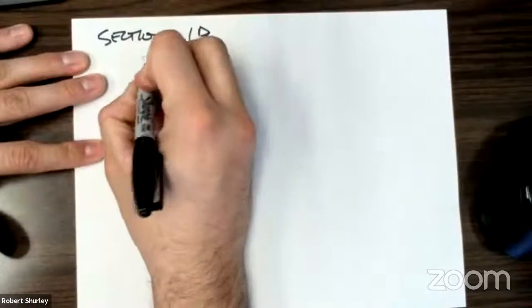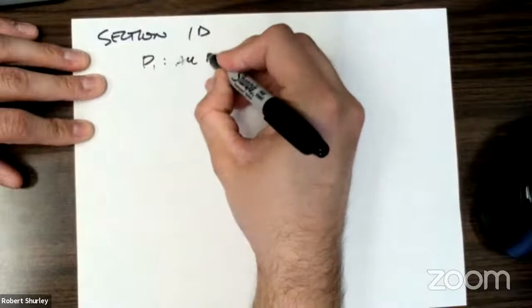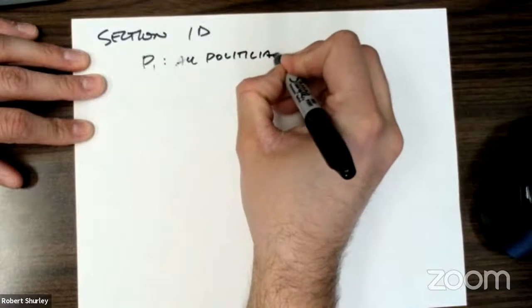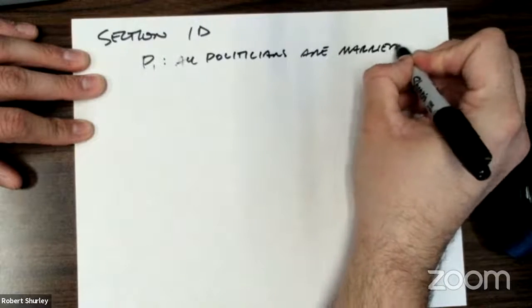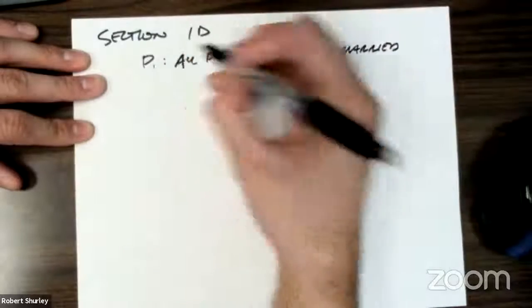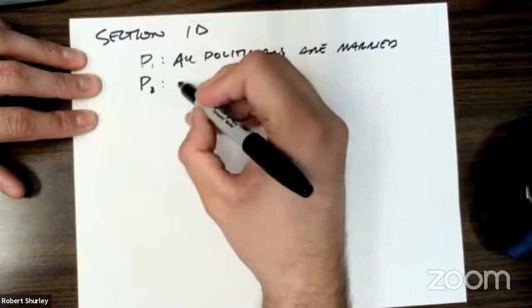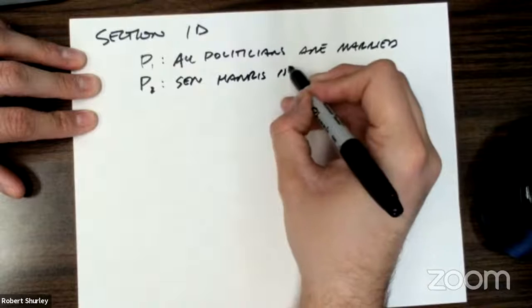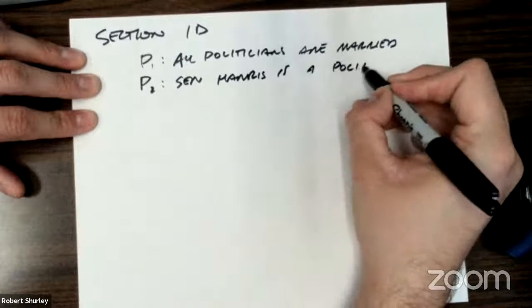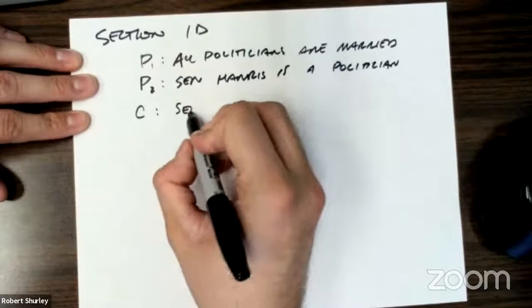I'm going to look at these two premises about the politicians. Premise one was that all politicians are married. So we have to assume that's true. Of course it's not, but we're going to assume it's true for this argument. And premise two is that Senator Harris is a politician. And then the conclusion, of course, is that Senator Harris is married.